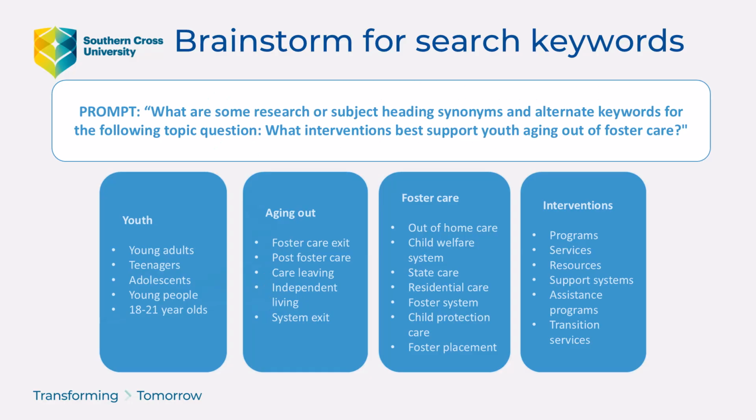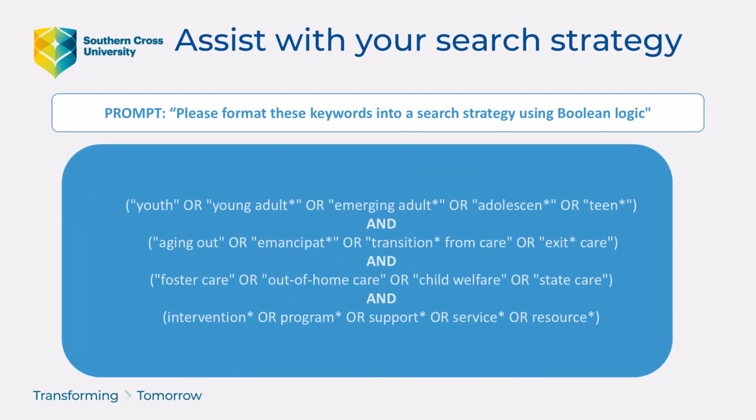Brainstorming is another good use for GenAI tools, especially if you are having trouble thinking about possible keywords to use for your searches. Here you can see that the prompt is asking for some research subject headings or alternate keywords for a topic question. This is really helpful when you're new to a topic and not sure about what keywords to use. To take this a step further, you could also prompt the tool to format these keywords into a search strategy using Boolean logic. This is a good way to start your searches, but they may need adjusting depending on your chosen database and results list.